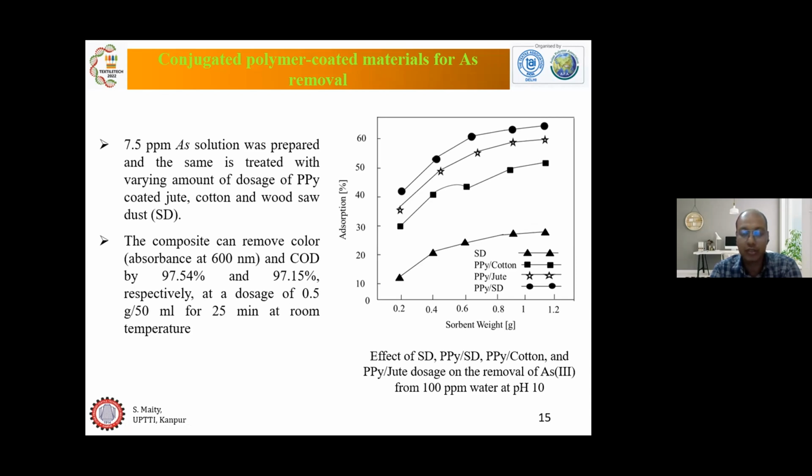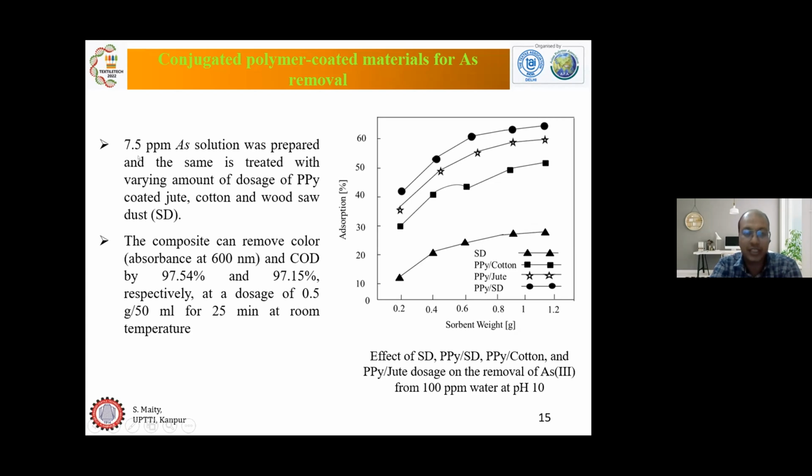Now, conjugated polymer coated material for arsenic removal. Now we shall talk about the efficiency of arsenic removal. For this experiment, we have prepared various coated materials. The first one is the uncoated sawdust, that is the wood sawdust, wood particles basically. Then polypyrrole coated cotton textile, polypyrrole coated jute textile, and polypyrrole coated wood sawdust. So we have treated the solutions.